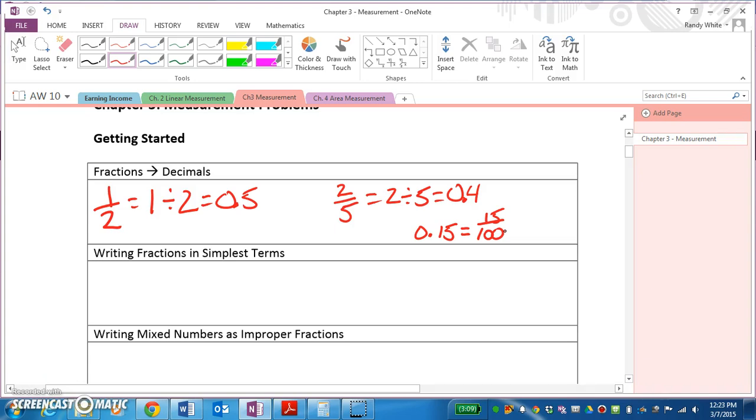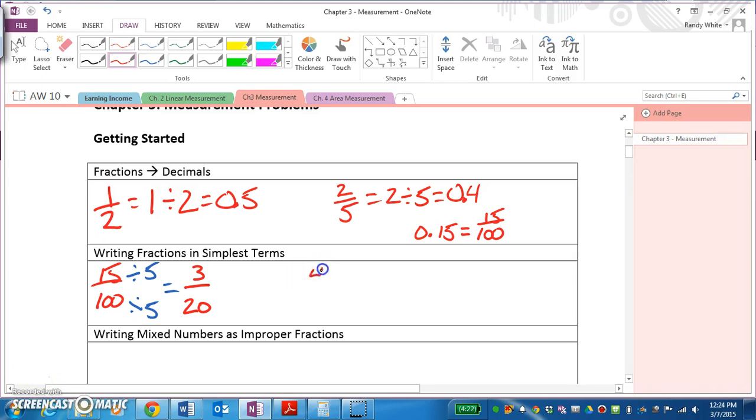100. And I can reduce that, that's what we're going to get to next, with writing fractions in simplest terms. So if I have that 15 over 100, well, I can divide both of those by 5. And so 15 divided by 5 is 3. 100 divided by 5 is 20. There's nothing I can divide 3 by and 20 by, so therefore that's in simplest terms.